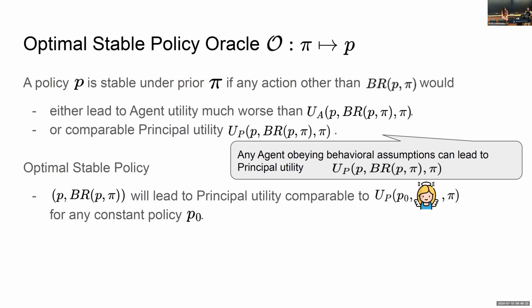And then we say a stable policy is optimal if this policy and the best response to this policy lead to a principal utility comparable to any consistent policy where the agent just roughly, approximately best responds in favor of the principal.